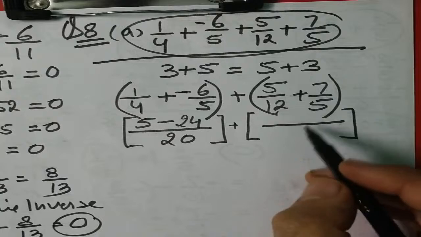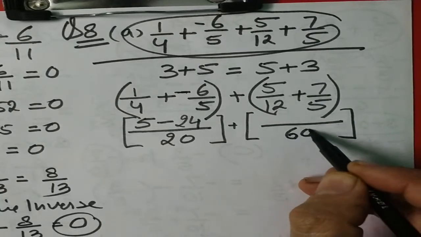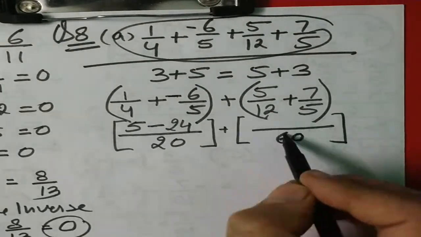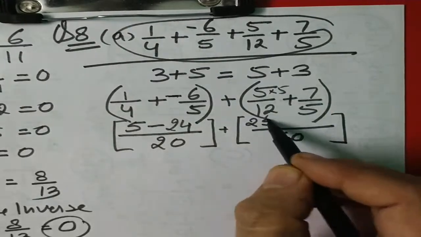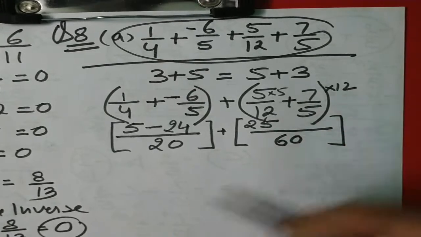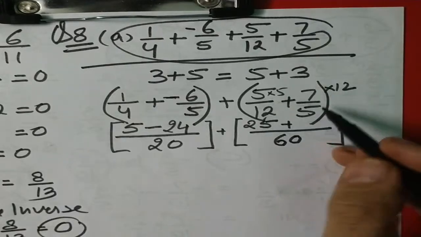Now let's add the next two numbers. The LCM of 12 and 5 is 60. 12 will divide into 60 five times, so this becomes 25. 5 will divide into 60 twelve times, so 12 into 7 is 84.